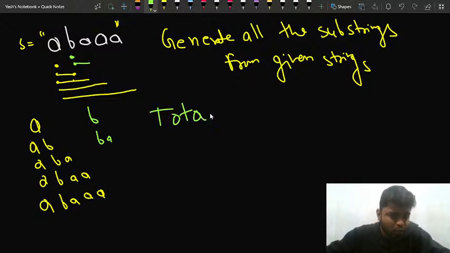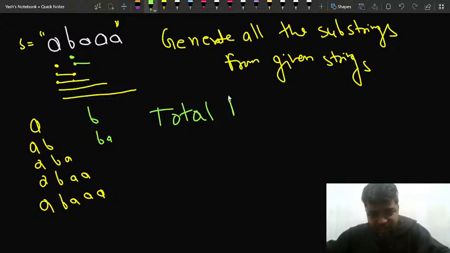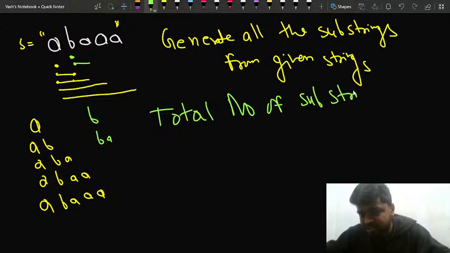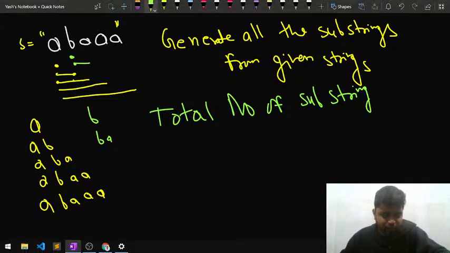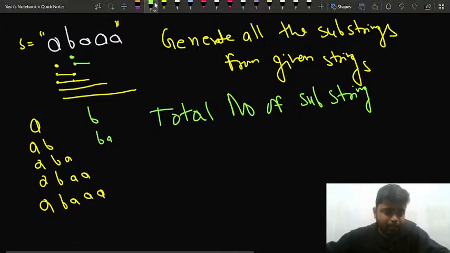Can someone let me know that particular thing? What is the total number of substrings that I can have? First of all, I need to generate all the substrings. So can someone let me know what is the total number of substrings that I can have? Anyone would like to let me know this part? I'll be letting you know, but if you know, then let me know, what is the total number of substrings?